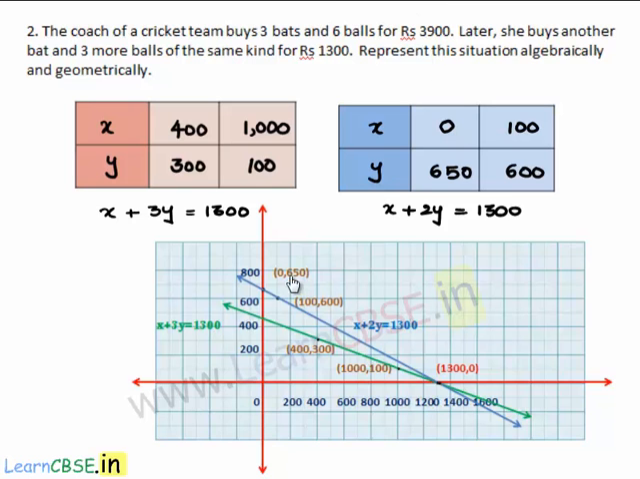Both these straight lines meet at the point 1300, 0. So this is the graphical representation of the equations x plus 3y is equal to 1300 and x plus 2y is equal to 1300.